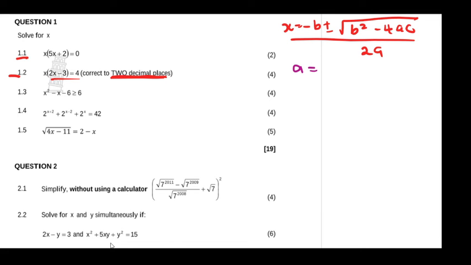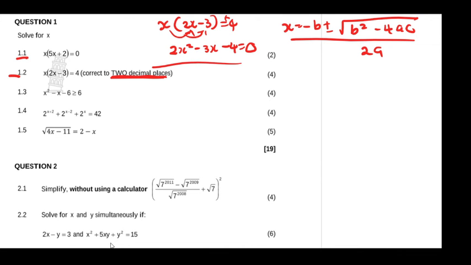So before we even do that, you can see that it's not in standard form, right? So we need to write it in standard form. So we're going to say x into 2x minus 3 equals to 4. Multiply the x inside here and here. We have 2x squared minus 3x, and transpose the 4 to the other side. We have minus 4 equals to 0. So now it's in standard form, right?